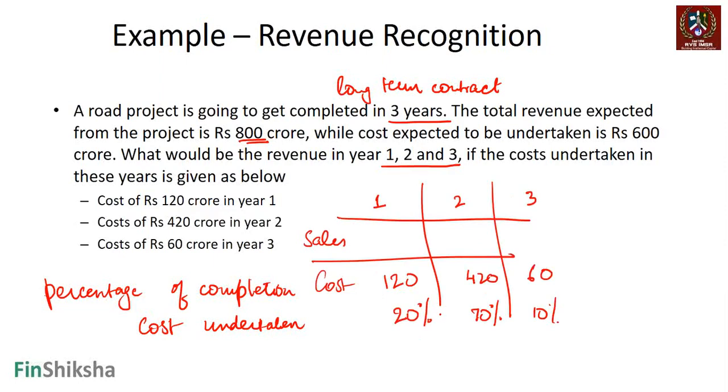So 20% of the revenue of 800 crore will get booked in the first year. That means 160 crore comes here. Another 70% gets booked in the second year. That means 560 crore will come here, and the last 10% is booked in the third year. That means 80 crore will come here. So under the percentage completion method, that is how your income statement would look. That's broadly how you go about doing revenue recognition for long-term contracts.